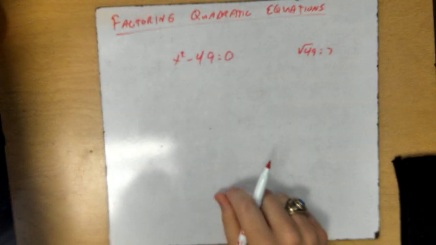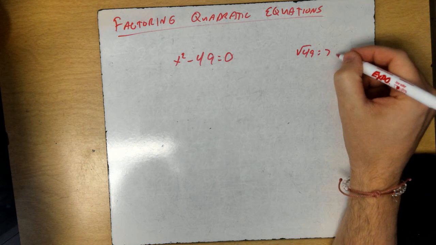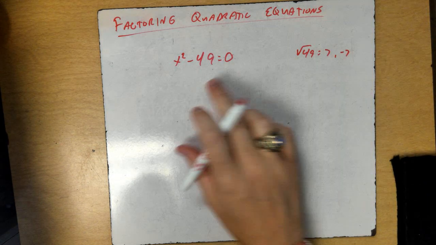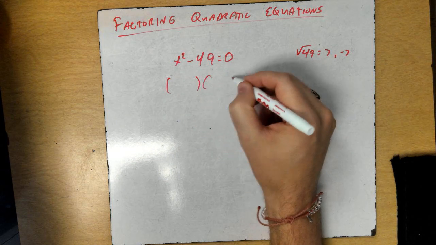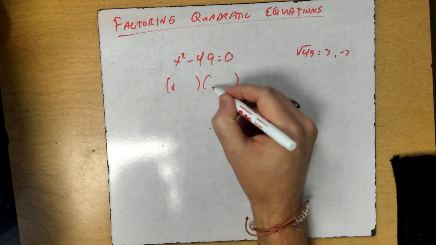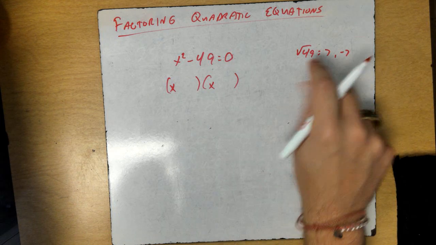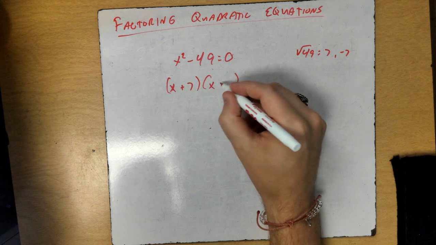is 7, right? And it's also negative 7, right? Remember. So we're going to put this in our two parentheses here. We have x squared, so we have the x in front, by itself. And then we have a positive 7 and a negative 7.